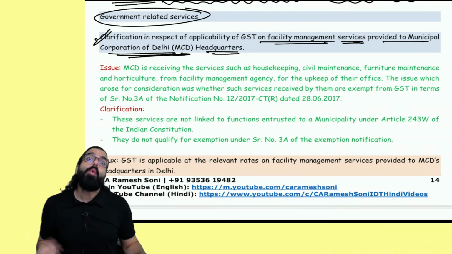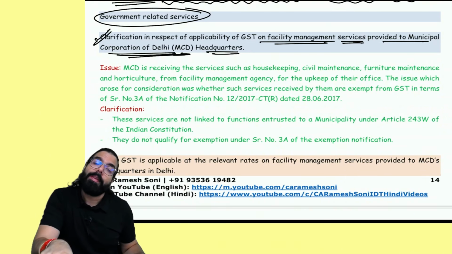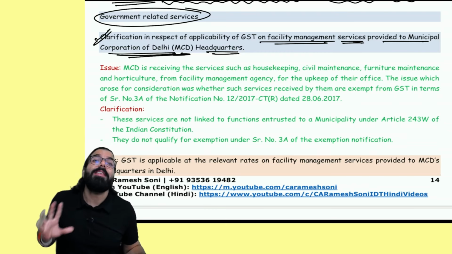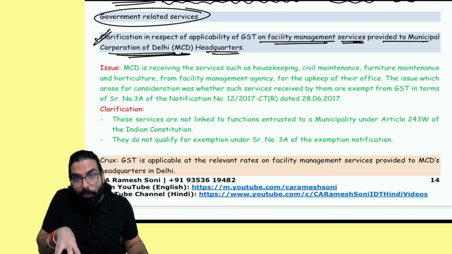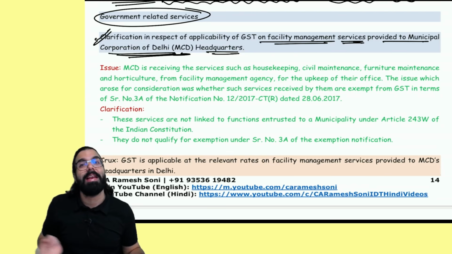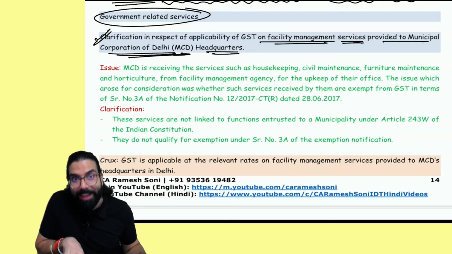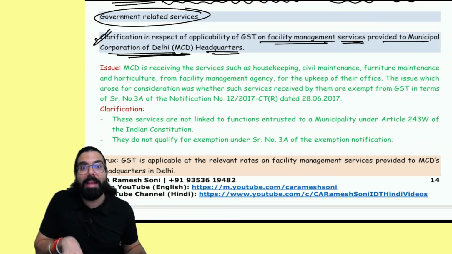Correct? Now, what if Municipal Corporation of Delhi is taking facilities management services to manage its own facility? It is taking some services like cleaning of the facility, anything relating to its own building. If it is taking any service, whether those services also will be exempted.